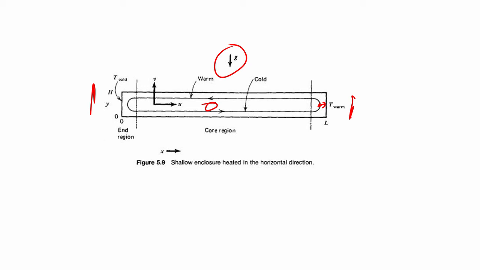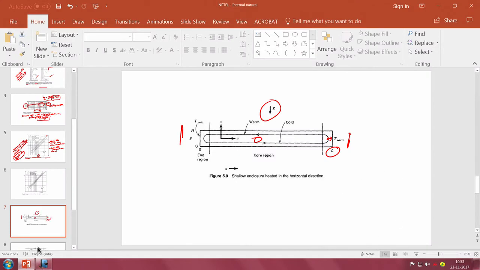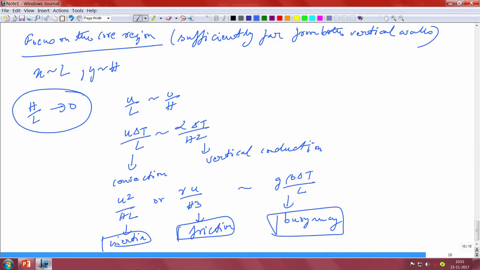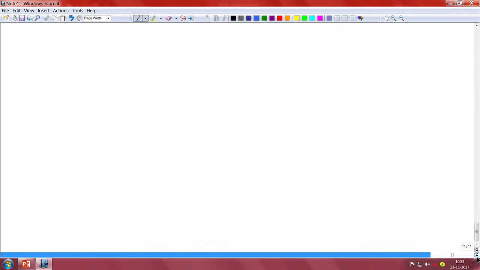It is the core which is very dominating over here. In this particular case, the height is really small compared to the length. So, the length is L, which is given over here. This is basically the schematic of the problem, and this is what we are analyzing here. I wanted you to take a look at this.